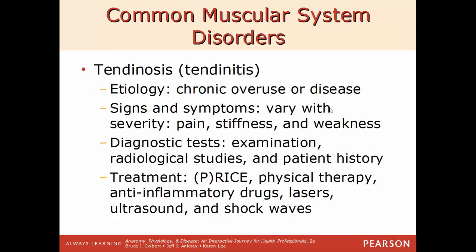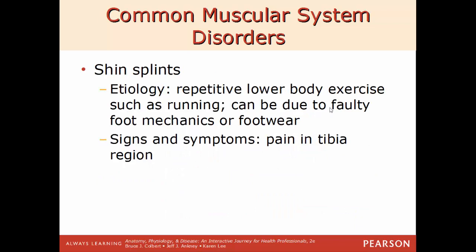Tendinitis or tendinosis. Etiology: chronic overuse or disease. The signs: pain, stiffness, weakness. The way to diagnose this condition: physical exam, patient history, MRI, and so on. Again, PRICE is a common treatment for something like this. Also physical therapy, anti-inflammatory drugs, and ultrasound.